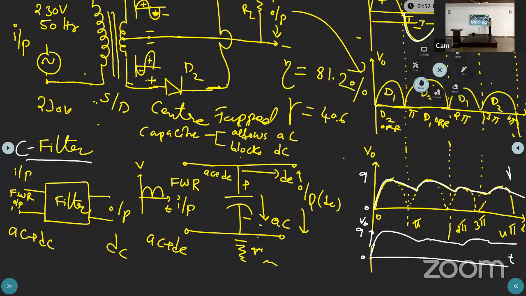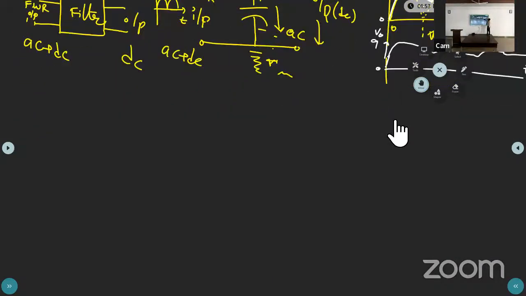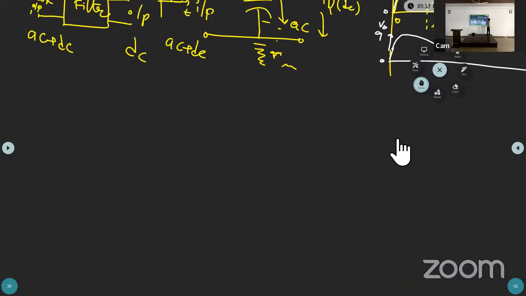Now, for the regulator, what is the regulator input? The regulator input is the filter output. The filter output is the regulator input.